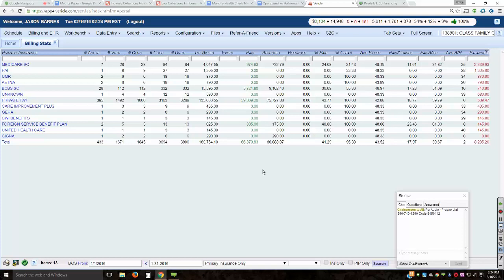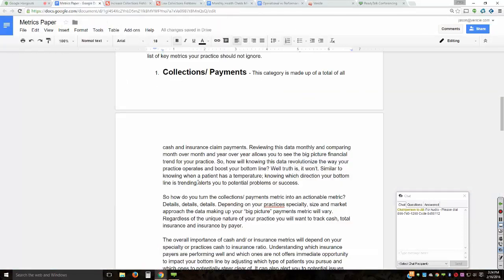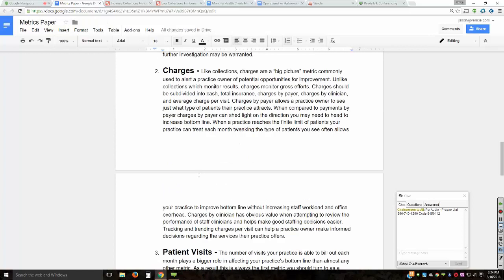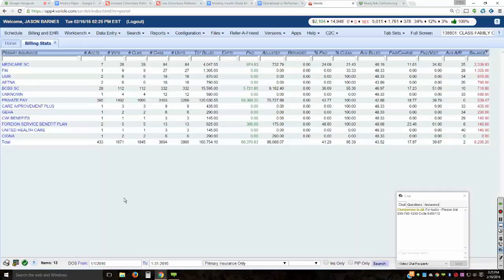The next one, and I won't go over all of them today, is your charges. You're going to use the same exact report. Your billing statistical report will tell you the total billed charges of $160,000 were billed out for that month. You can see charges based on clinician, location, payer, and in this particular case, it's a big private pay practice. So you're able to see that $135,000 was billed out for that particular practice.